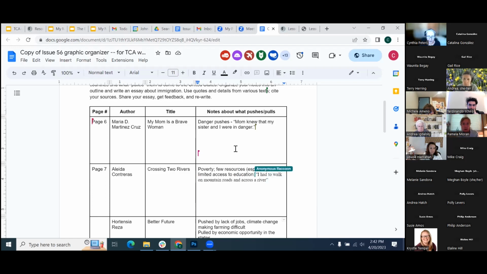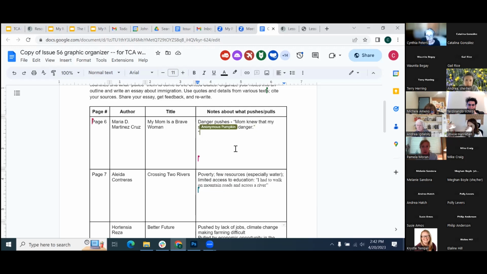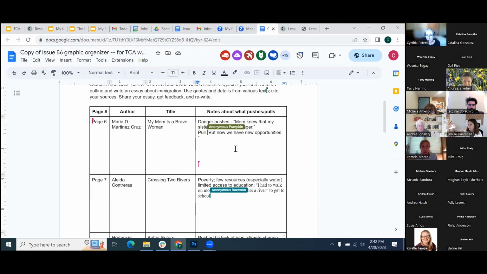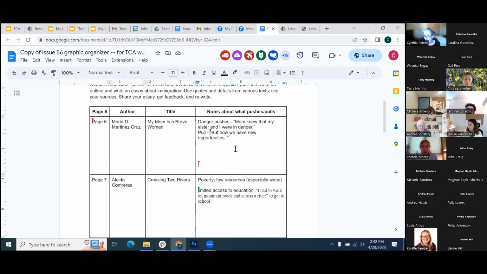Yeah, great. I see also for the second story that this family was pushed by poverty and lack of resources, especially water, and limited access to education. This is also really good modeling of note-taking. And then the quote is, "I had to walk on mountain roads and across a river to get to school." Again, that level of detail really helps you feel and see and experience what they're sharing. She doesn't just say it was hard for me to get to school. She says, I had to walk on mountain roads and across a river. And she even explains how she had to take off her shoes and socks and get across the river and then get dressed again.